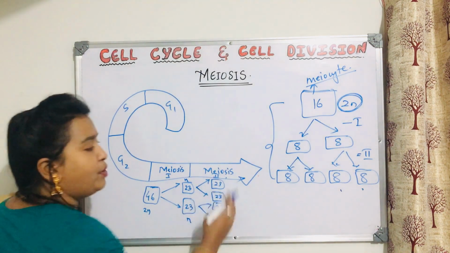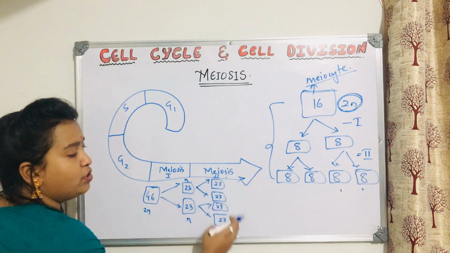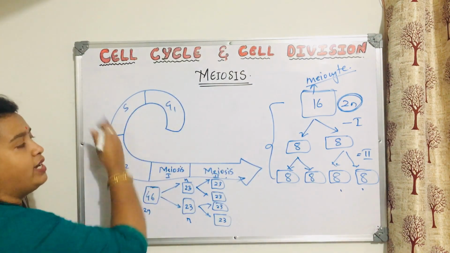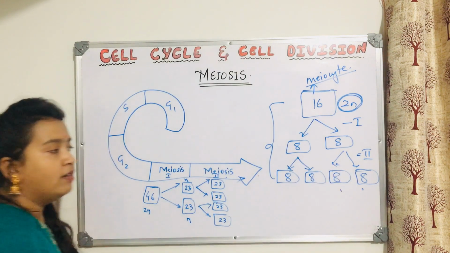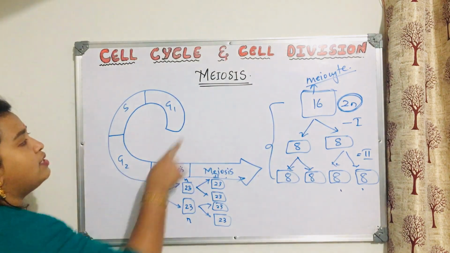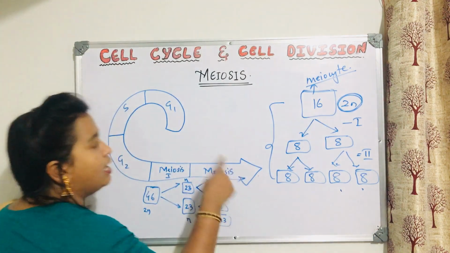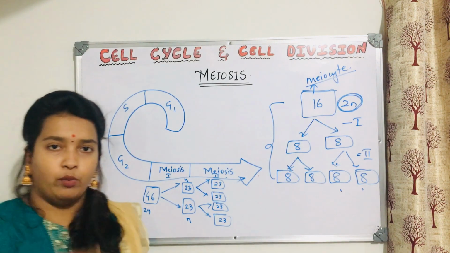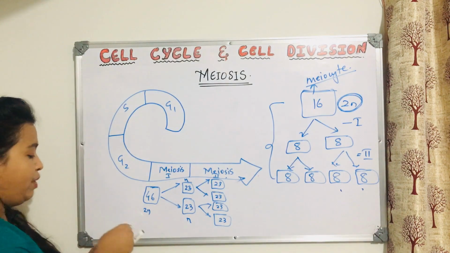So this completes meiosis 2. Once meiosis 2 is completed, it will not come back. These cells will not come back to G1, S and G2. They are gone for fusion, for fertilization. So meiosis is not a cycle. It is this type of pathway, you can say, how it works. So this is interphase in meiosis again.